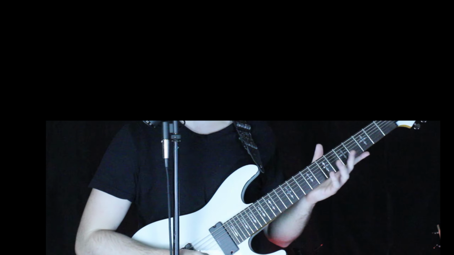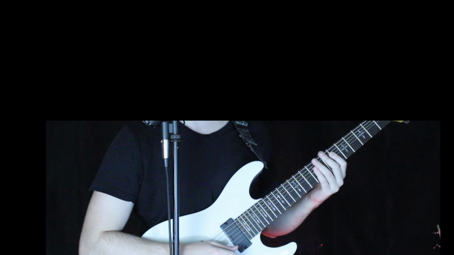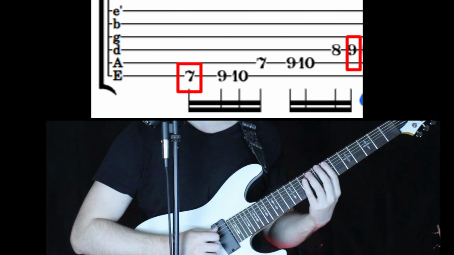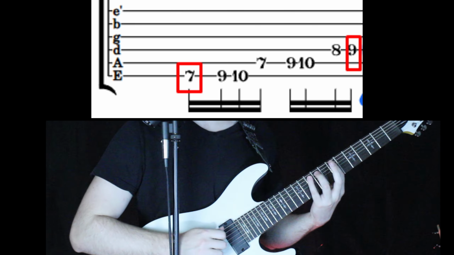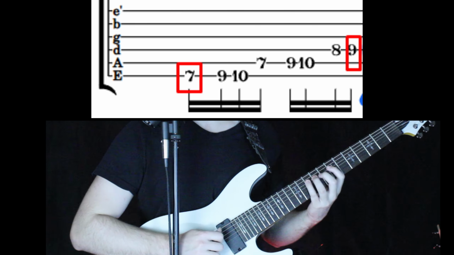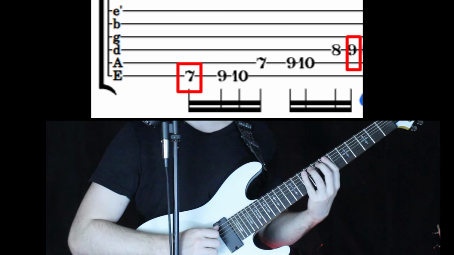So for this one, we're going to do harmonic minor starting on the note B on the 7th fret. So with the harmonic minor scale, we're going to do, okay, so typically the scale looks like this.